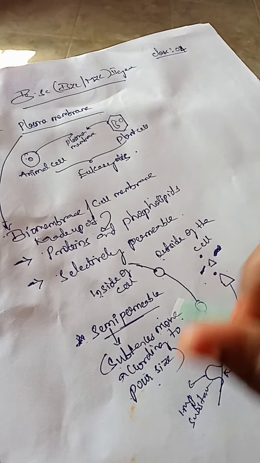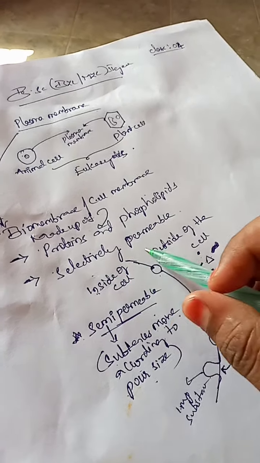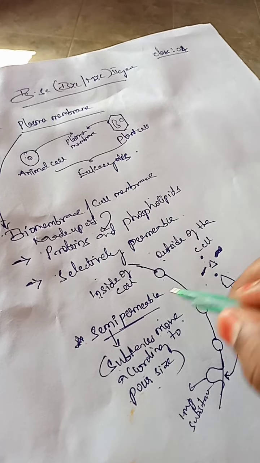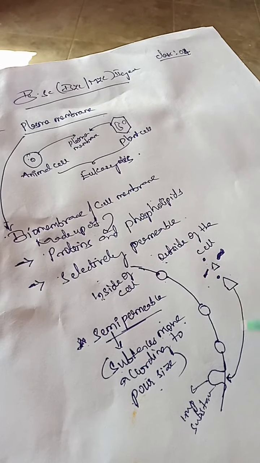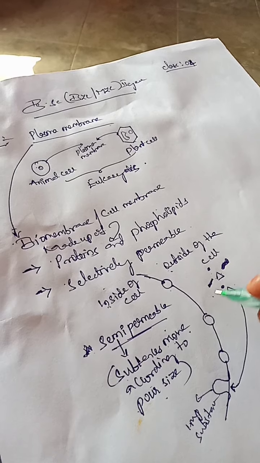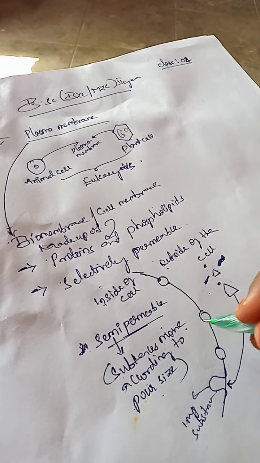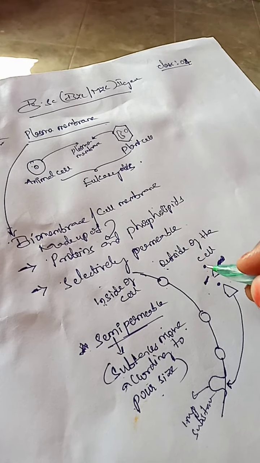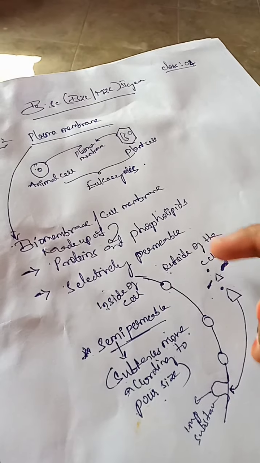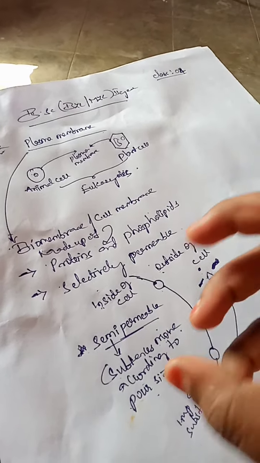Whenever these substances are taken selectively, we can call the membrane selectively permeable. It will permit selectively. Even though a substance is bigger, it is important to the cell, so it will be taken through endocytosis. Even though the small substances can cross through the pore, if it is not important, these substances will not be taken by the cell. So this is about the plasma membrane, how substances are taken inside and outside.